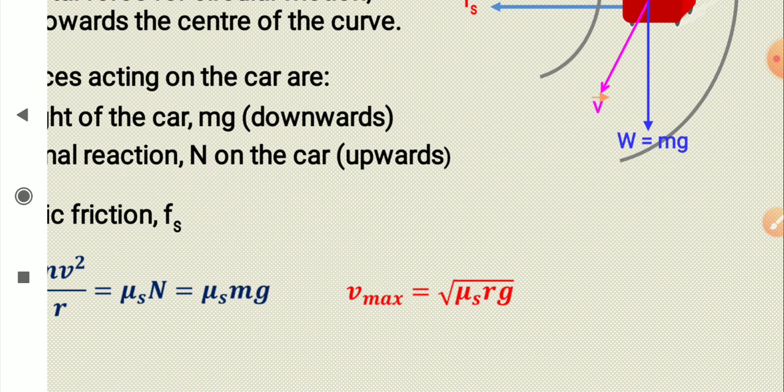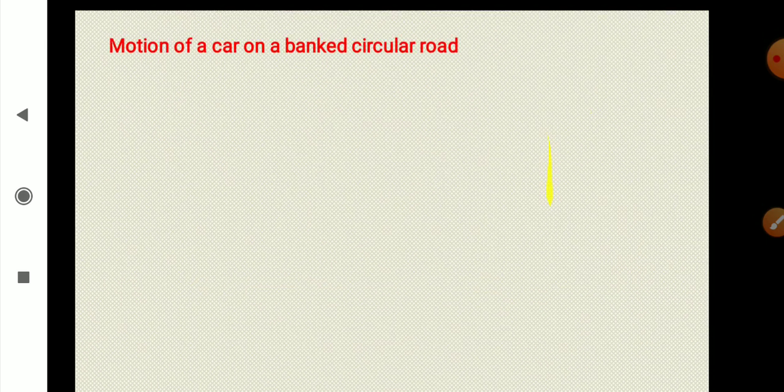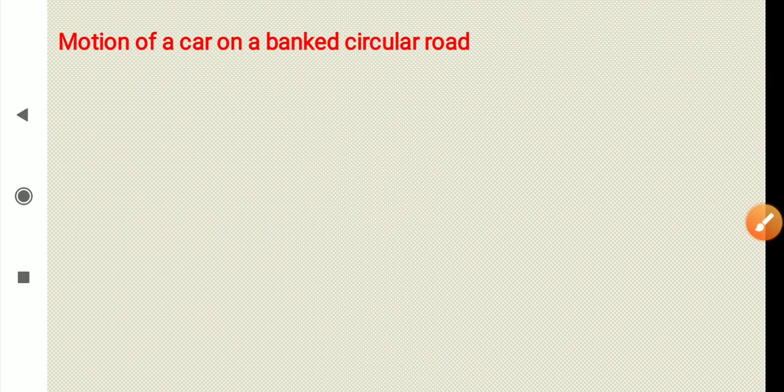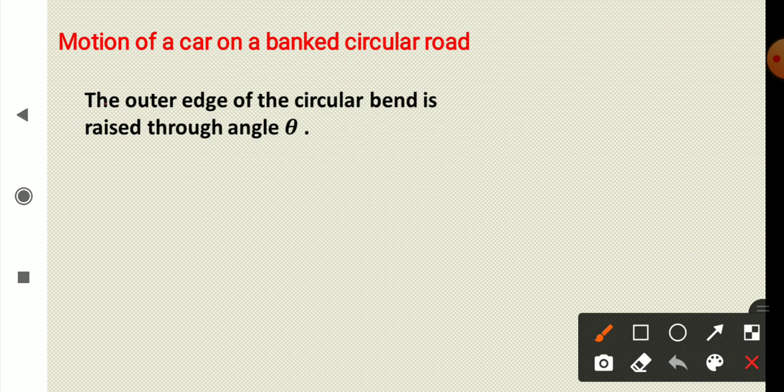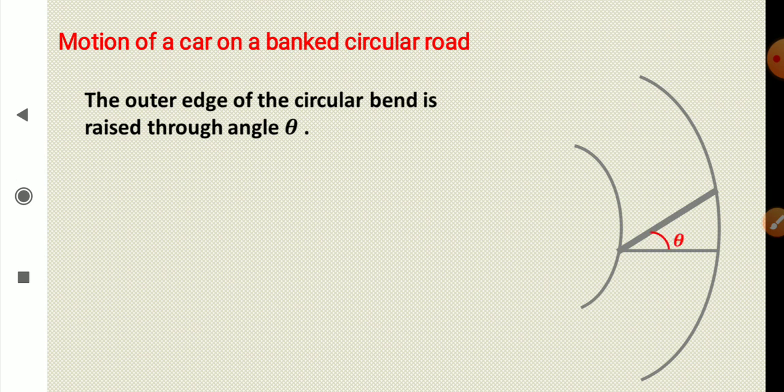So to avoid the damage, the road is designed in a different way, and that special designing is called banked road. And what is done is the outer edge of the circular bend is raised through some angle theta. So let's see how it happens. See, if this is the plain road and the outer edge is raised through angle theta. So now your car taking the circular turn is not on a horizontal plane, it is on an inclined plane. The car is lying on an inclined plane and it is taking a turn like this.